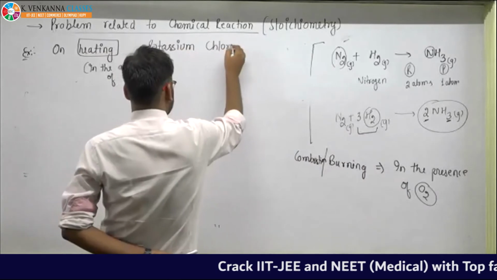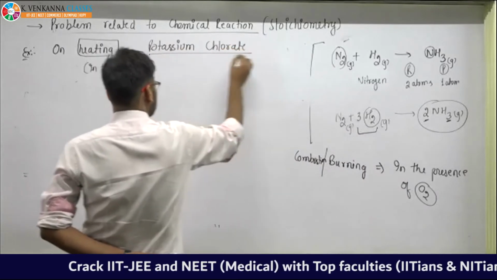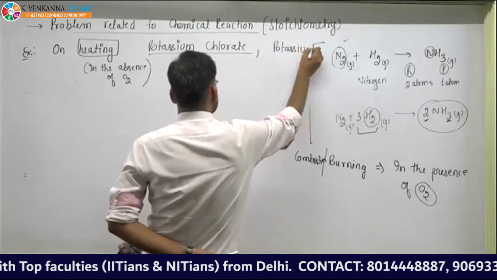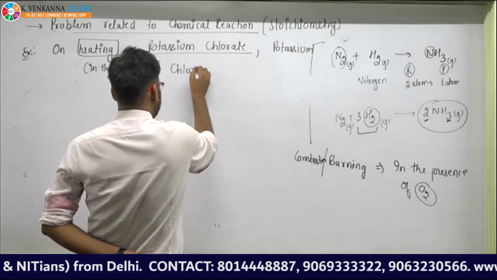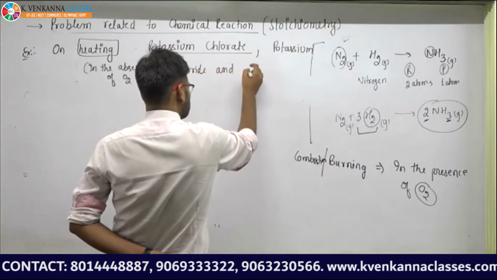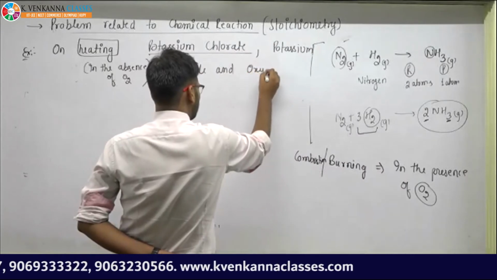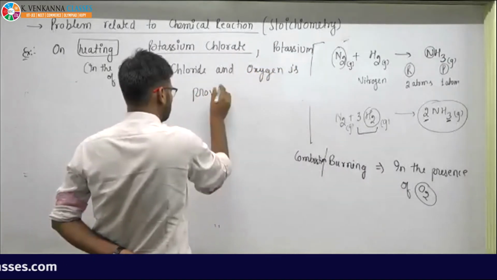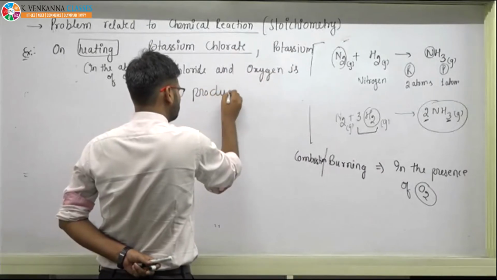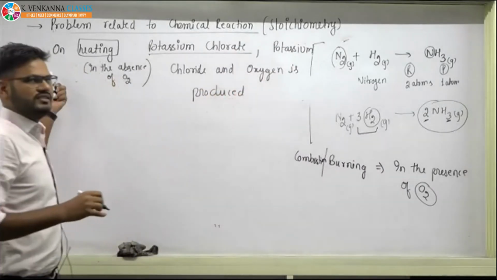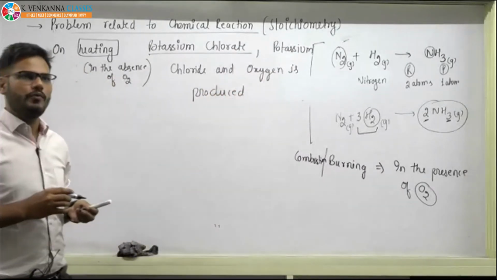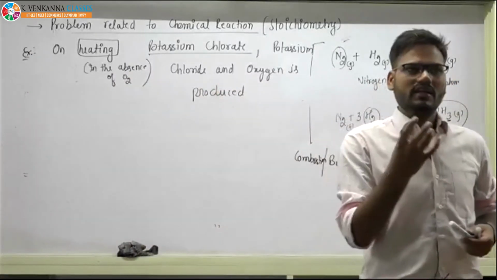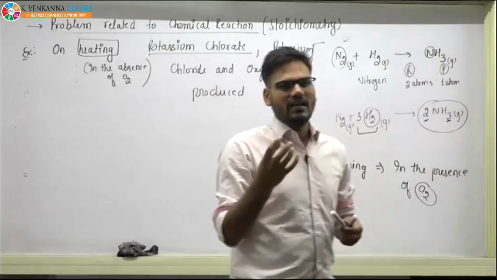Now we are coming into the chemistry. Potassium chlorate, potassium chloride, and oxygen is produced. Now how will you rewrite it? This is a chemical reaction. They have given you the process. Now you have to simplify it. Now you have to write it into the chemical equation.